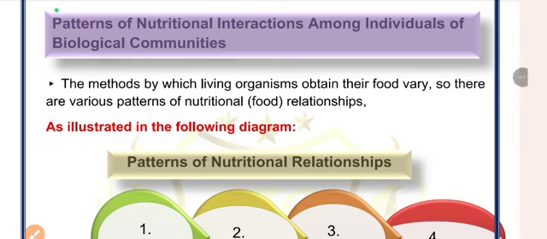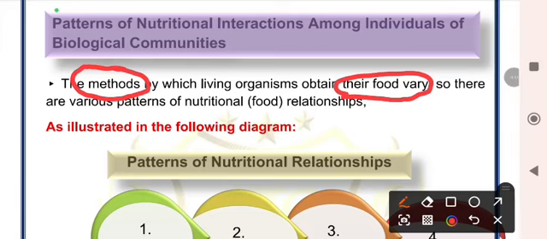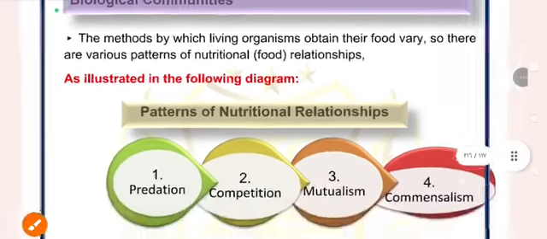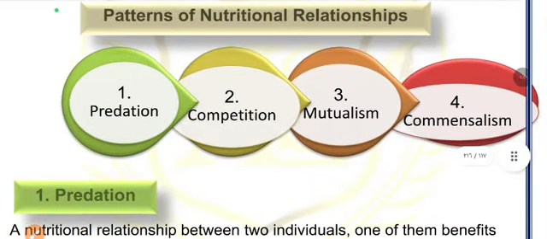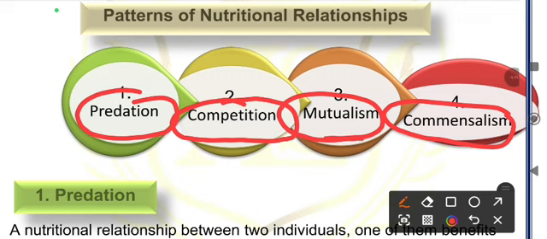Now let's talk about the nutritional relationship between living organisms, which depends on the method that the living organisms use to obtain their food. Okay, we have 4 types or patterns of nutritional relationships, which are predation, competition, mutualism, commensalism. Again, predation, competition, mutualism, commensalism.